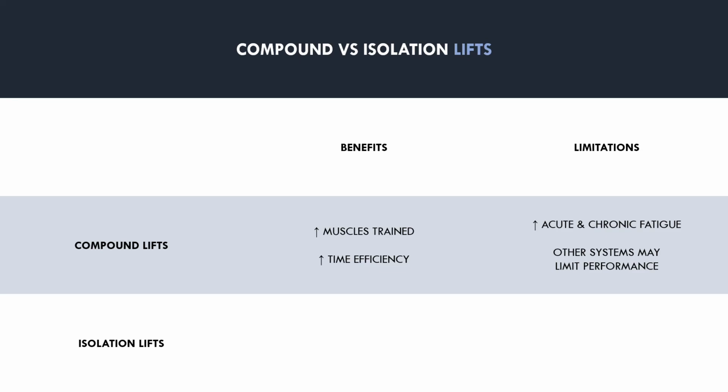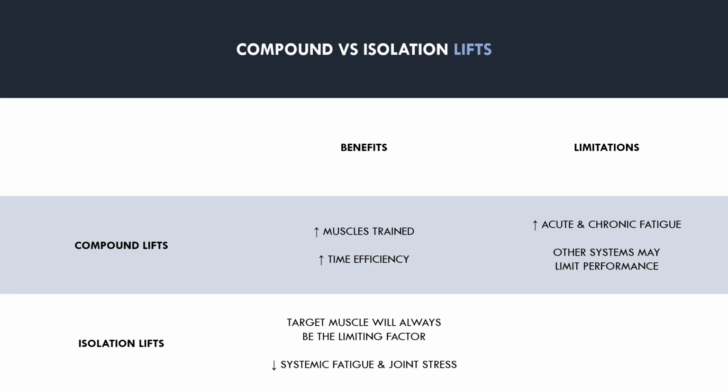Isolation lifts, on the other hand, only involve movement of one primary joint, and usually only target a single muscle. This is beneficial in that the target muscle will receive the entirety of the stress and will always be the limiting factor for each set. So no other muscles or systems will limit performance, regardless of how short rest periods are or how close they are taken to failure. Furthermore, isolation lifts are usually less fatiguing from a systemic and joint stress standpoint.